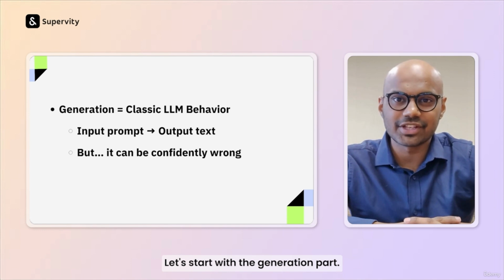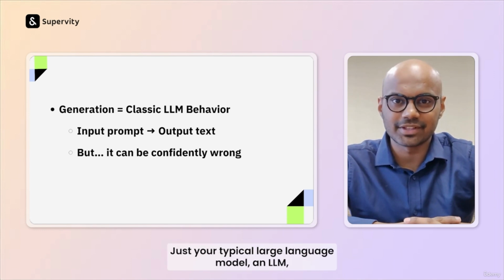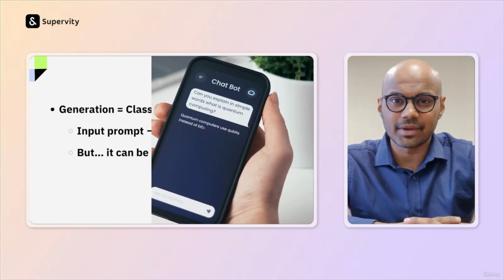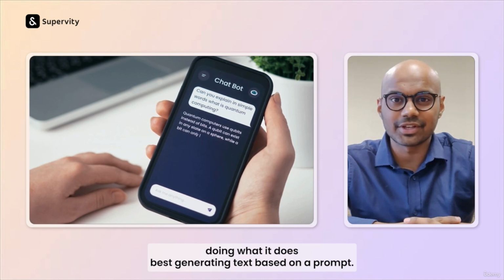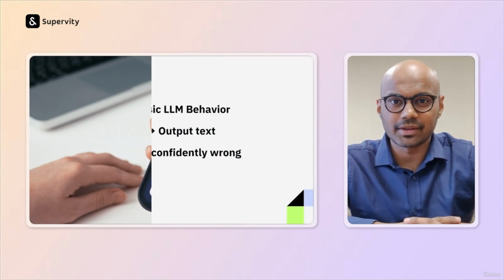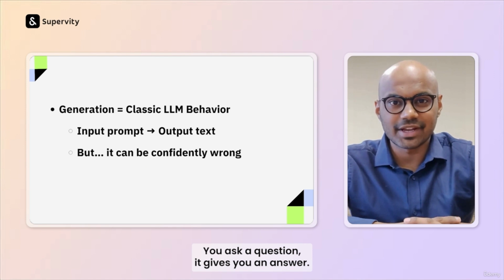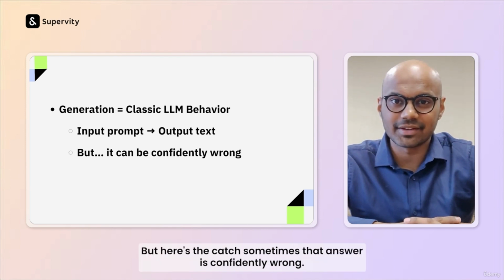Let's start with the generation part. That's just your typical large language model, an LLM, doing what it does best, generating text based on a prompt. You ask a question, it gives you an answer. But here's the catch. Sometimes that answer is confidently wrong.